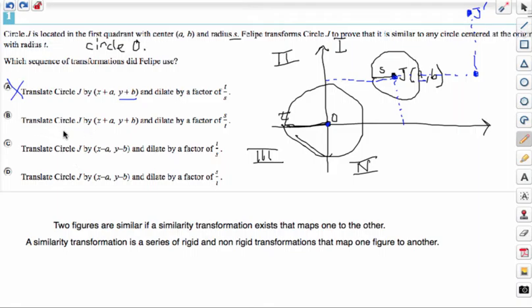So let's look at option B. Translate circle J by x plus a, y plus b again. And again, that's not going to work because that's going to put it over here somewhere. So that does not work.